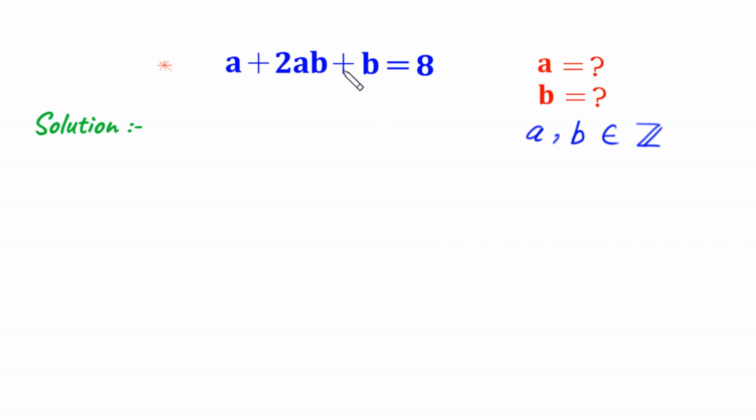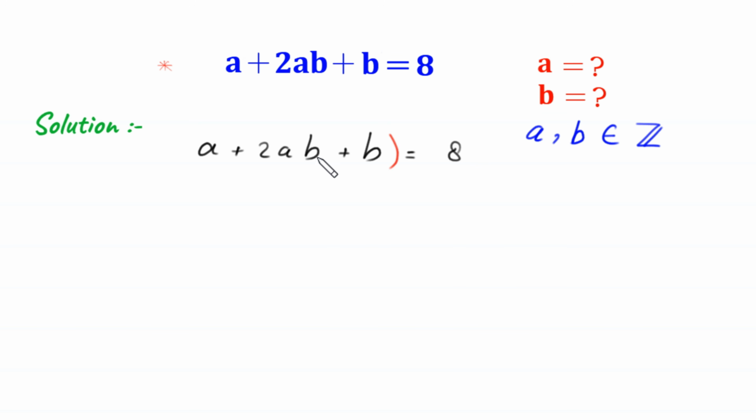A plus 2ab plus b is equal to 8. Our job is to find the values of a and b, where a and b are integers. So let's start. We have the given equation a plus 2ab plus b is equal to 8.